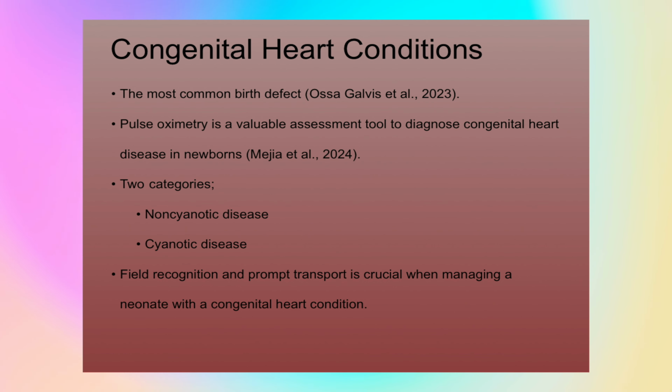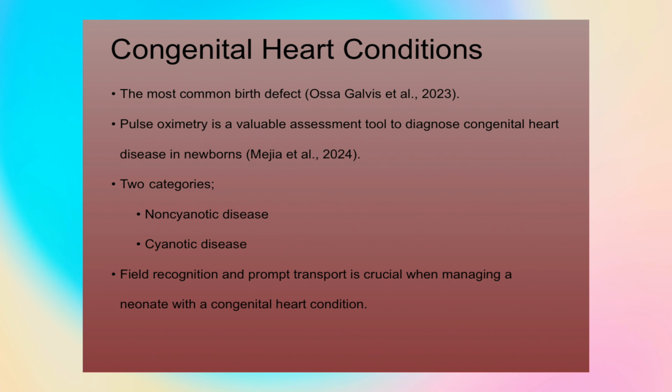Pulse oximetry is a valuable assessment tool for pre-hospital providers to have an index of suspicion of congenital heart disease post-birth. If we measure the SpO2 on the right hand and 1 foot, what we'd be looking for is an SpO2 that's less than 95% or 3% difference between the two. And that's an indicator of hypoxia that's associated with congenital heart conditions 24 hours after delivery.